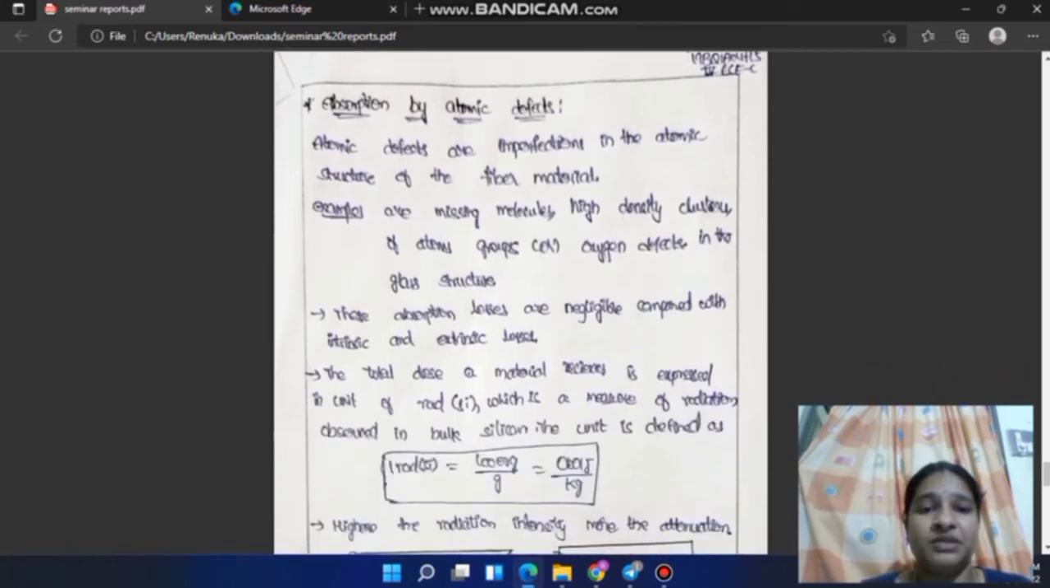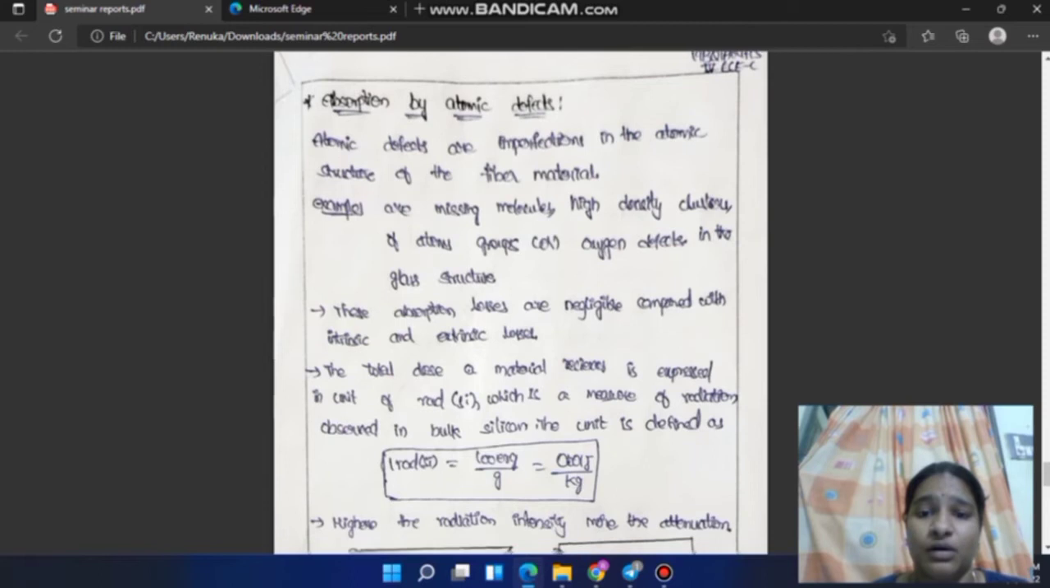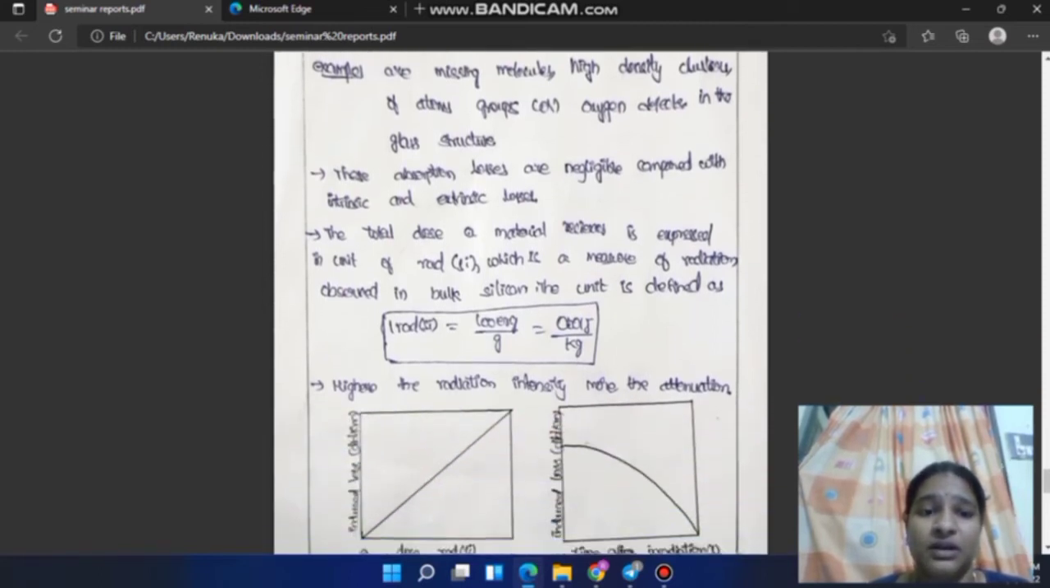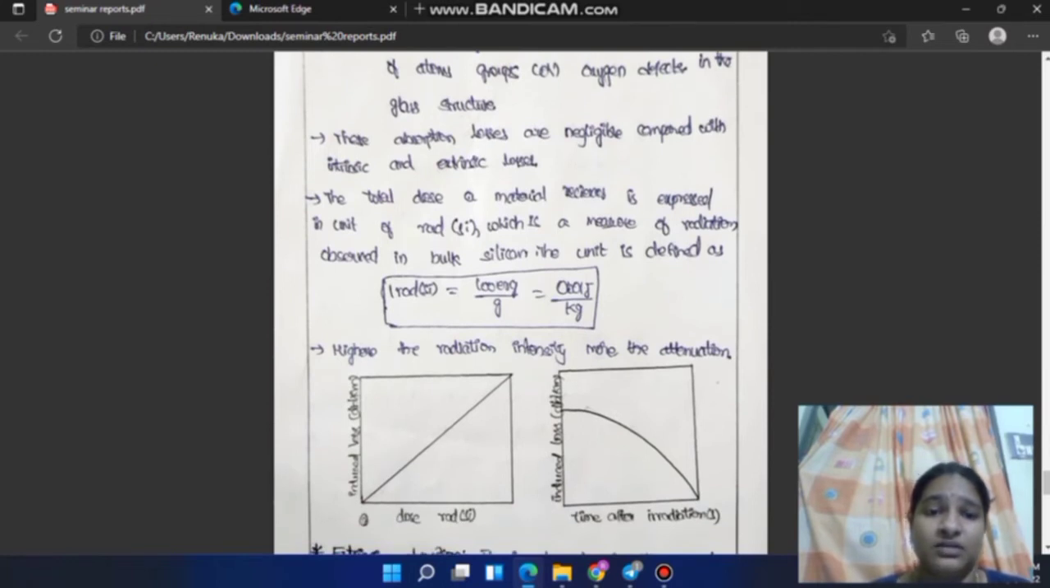Now coming to absorption. Absorption is caused by three parts: absorption by atomic defects, intrinsic absorption, and extrinsic absorption. Absorption by atomic defects: atomic defects are imperfections in the atomic structure of the fiber material. Examples are missing molecules, high density clusters of atom groups, or oxygen defects in the glass structure. These absorption losses are negligible compared to intrinsic and extrinsic losses.